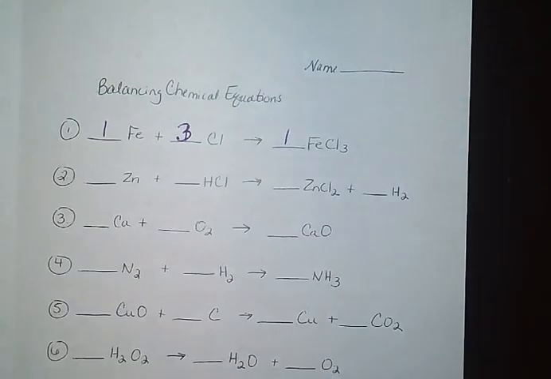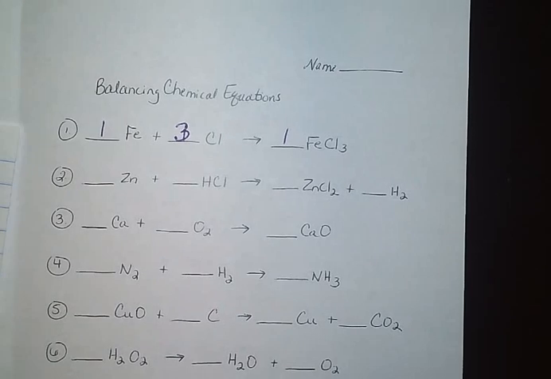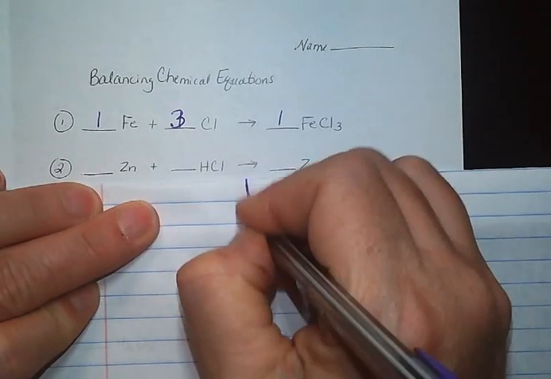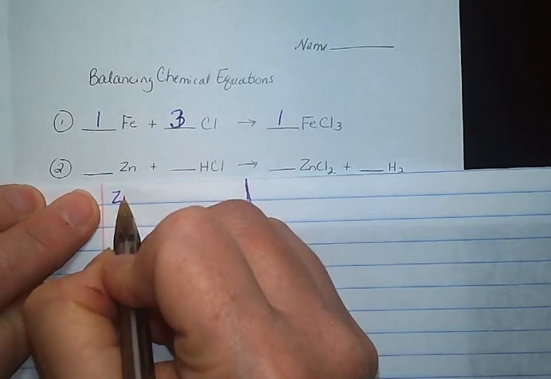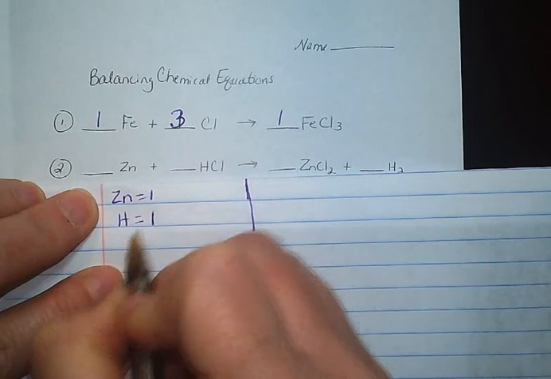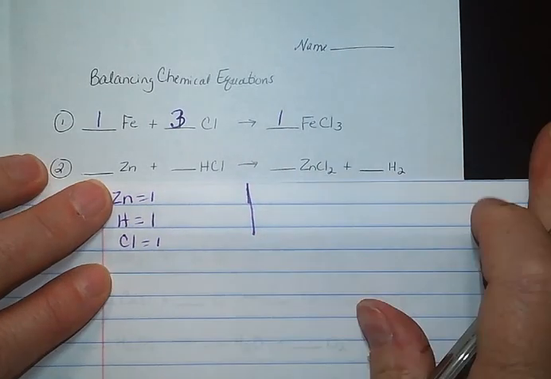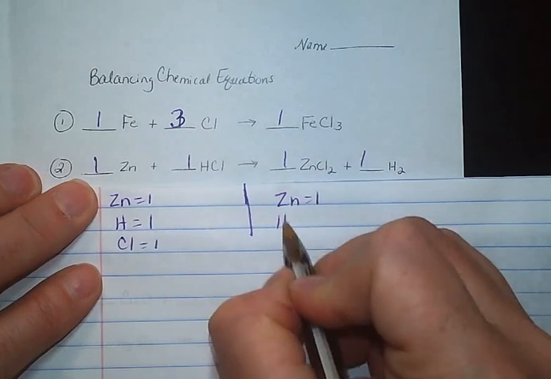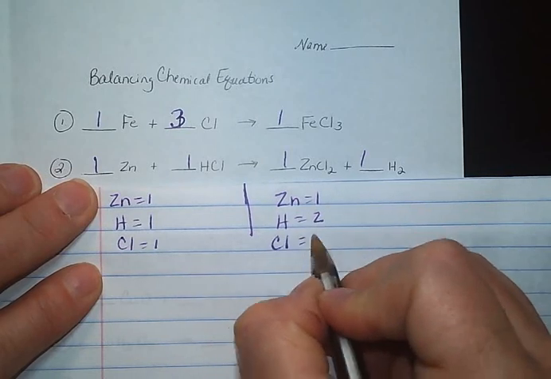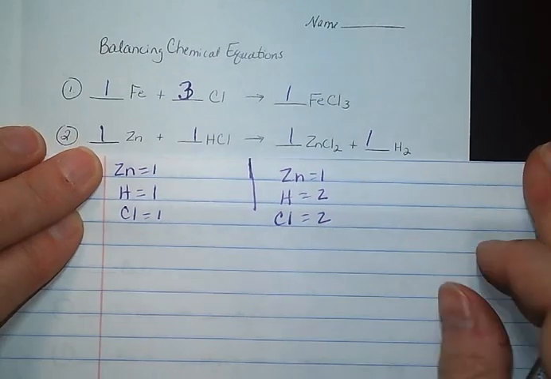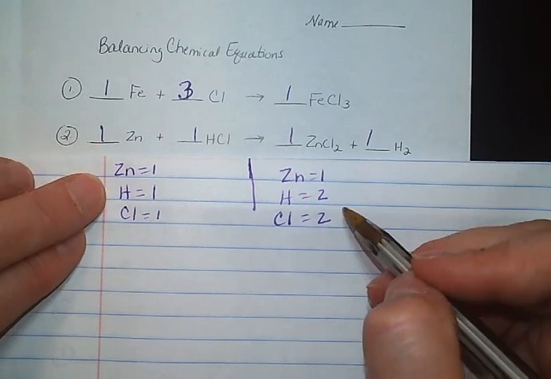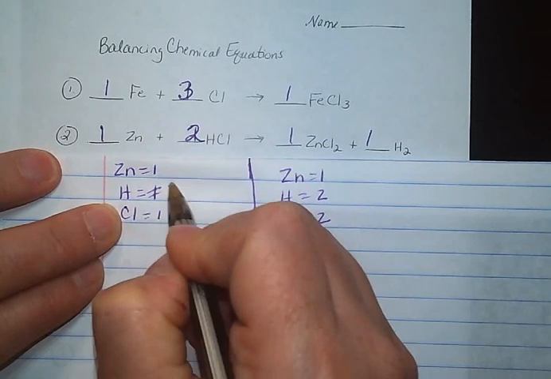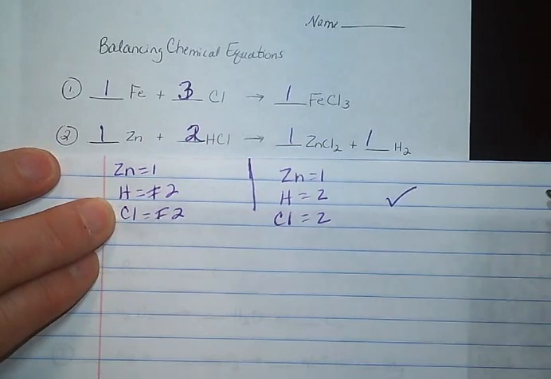Number 2. Just making my line. I've got zinc 1, hydrogen 1, chlorine 1. I have zinc 1, hydrogen 2, chlorine 2. So my zincs are in balance, my hydrogen and chlorine are not. This side needs more. So if I put a 2 here, that brings my hydrogen to a 2 and my chlorine to a 2, and I'm balanced there.